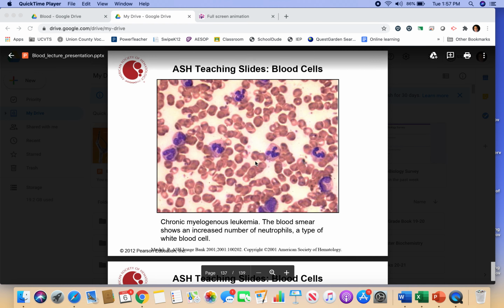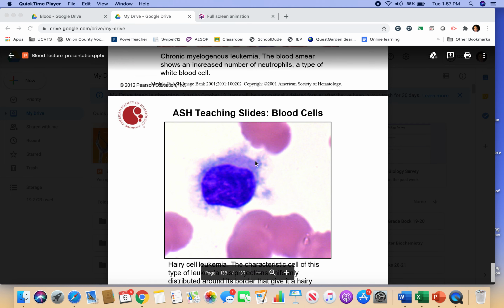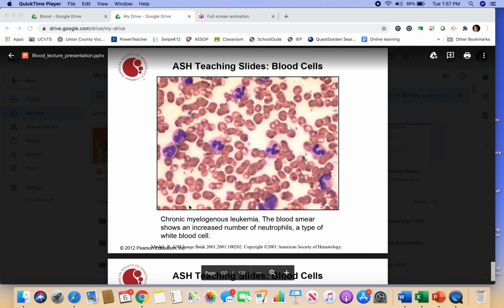Then we have a few examples of cancerous cells. So this is chronic myelogenous leukemia. The blood smear shows an increased number of neutrophils. You see these cells, they're not granulocytes, they're neutrophils, but they're numerous. They're a lot more than they should be, a type of white blood cell.